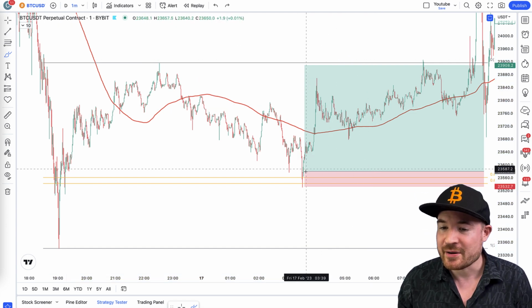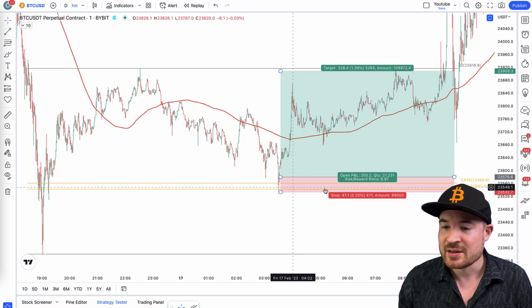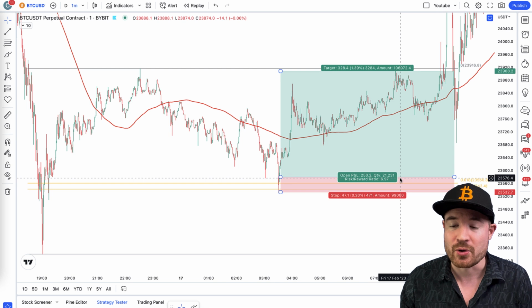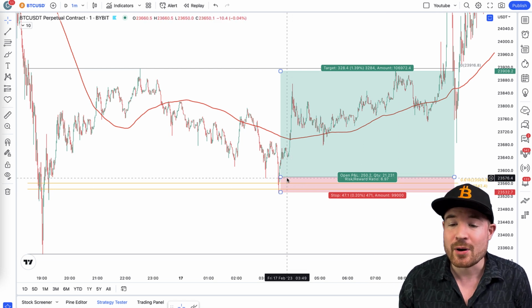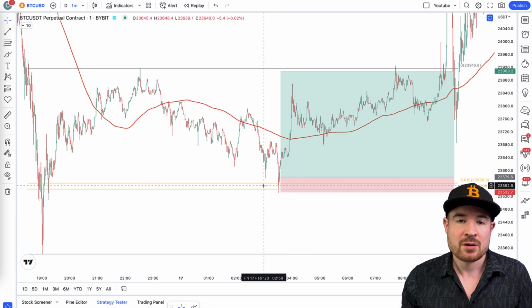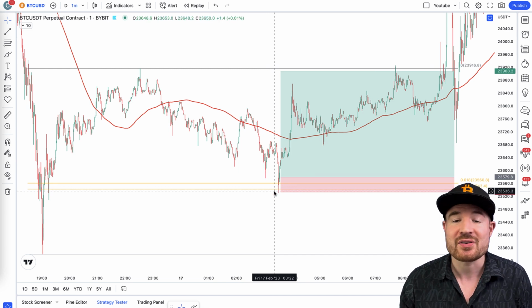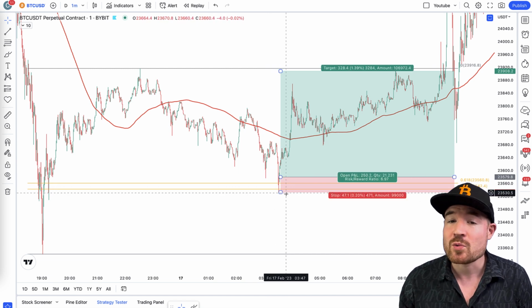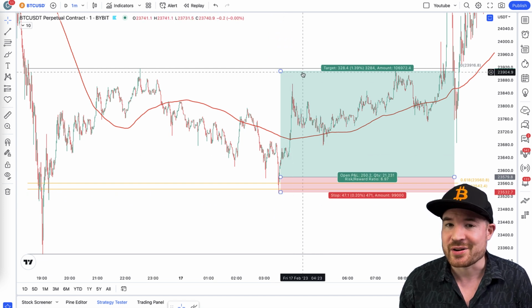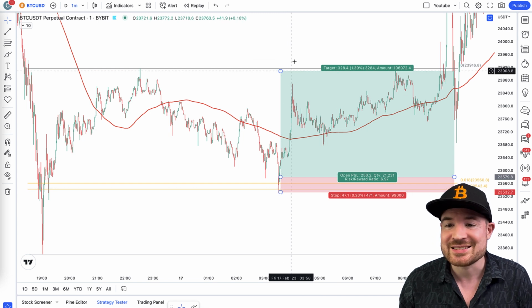So we wait here, and you can see over here that when we take this entry, that's a 1-to-7 risk reward, which is really, really nice. Because what it means is when you're wrong, you're losing 1 unit. When you're right, you're making 7 units. So 1 unit should be about 1% when you're doing any sort of day trading. So if you have a $10,000 account, you're risking $100 to make $700. If you're trading with a $100,000 account, you're risking $1,000 to make $7,000.